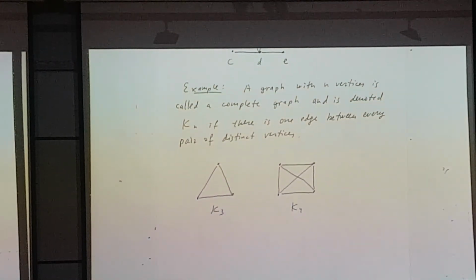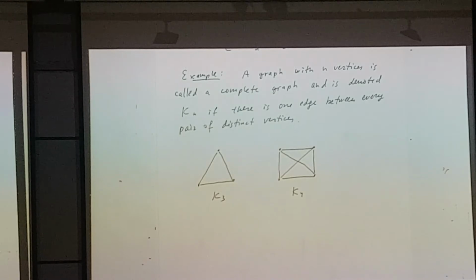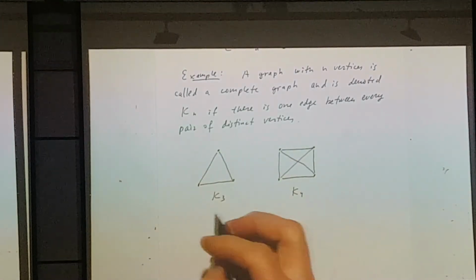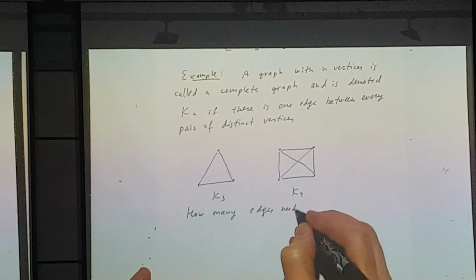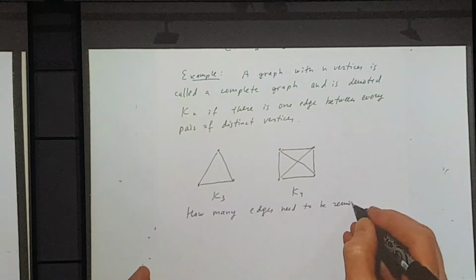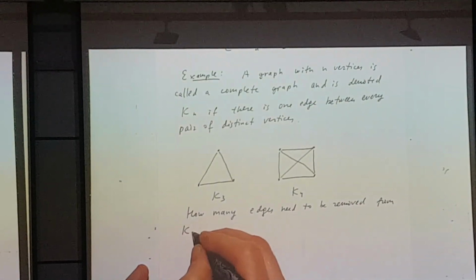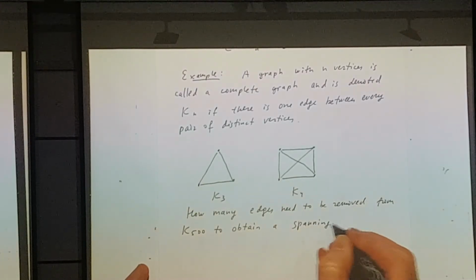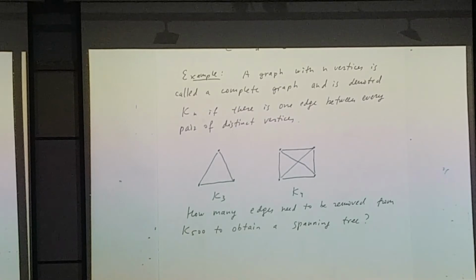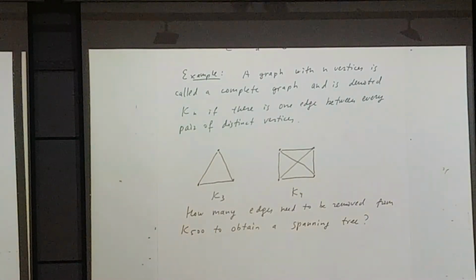And so this brings me to my question. How many edges need to be removed from the complete graph K500 to obtain a spanning tree? Okay, not a hard problem. So let's first figure out how many edges we have in K500 with 500 vertices. It's a complete graph with 500 vertices. Then let's find out how many should be in the spanning tree, and then we'll take the difference, that will be how many we have to remove.